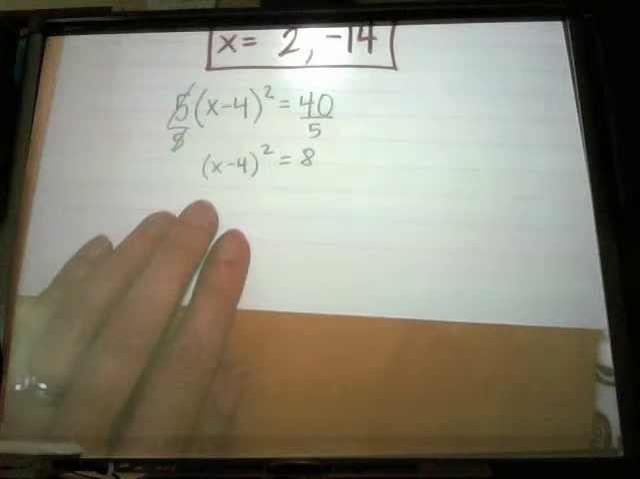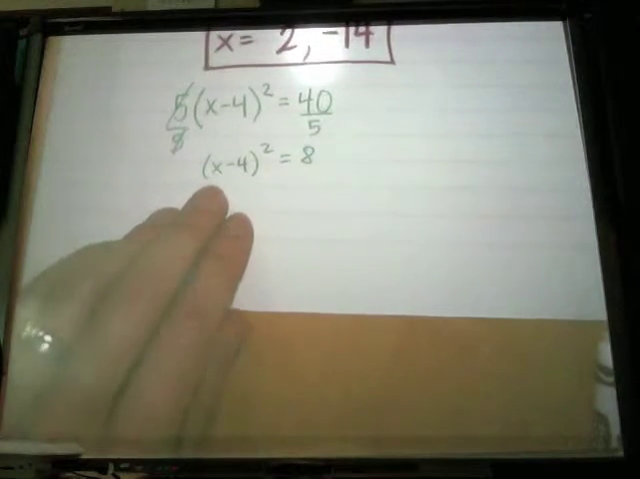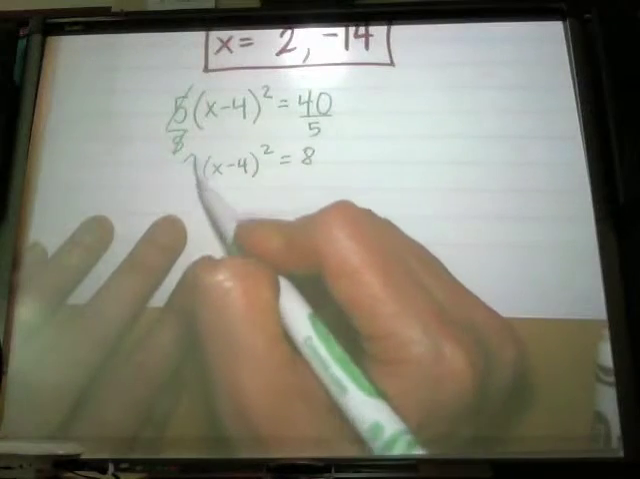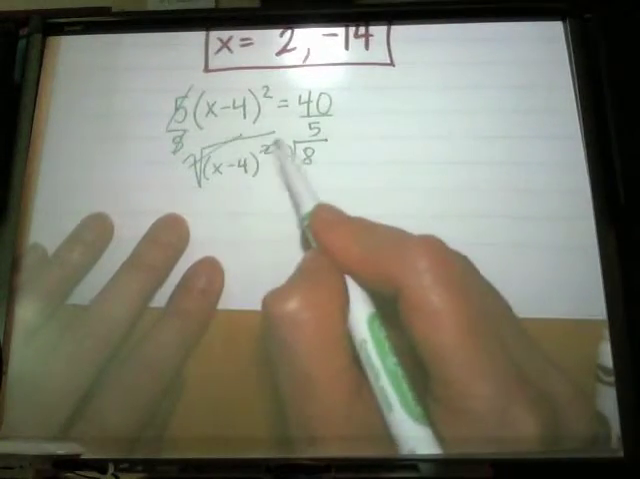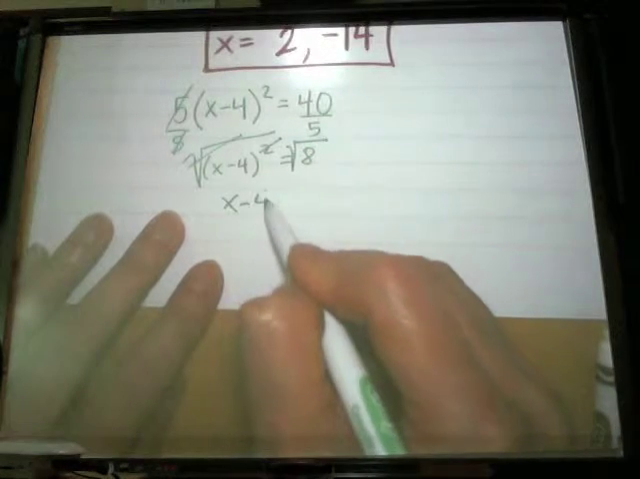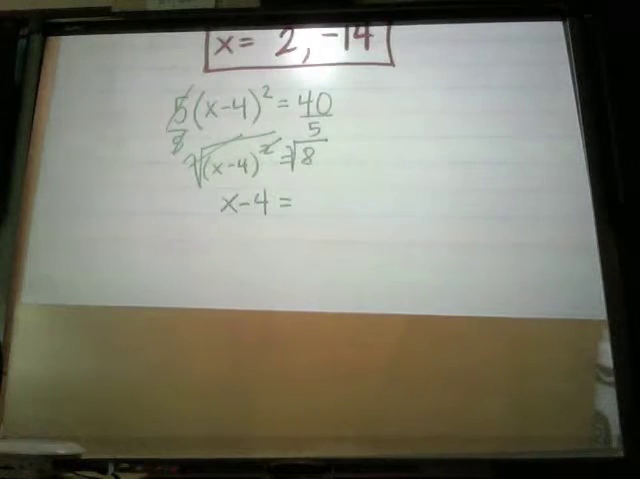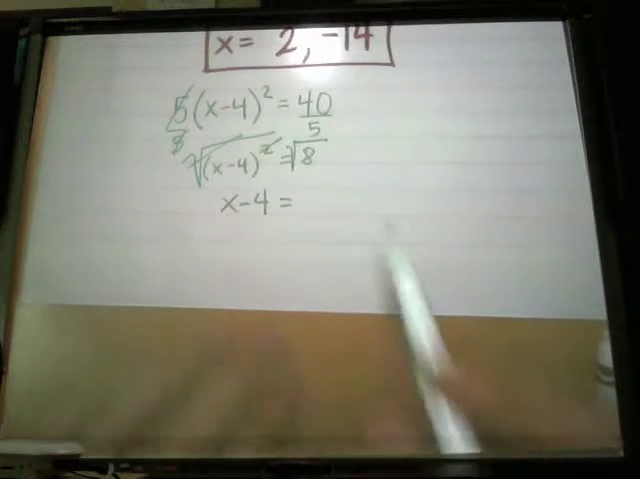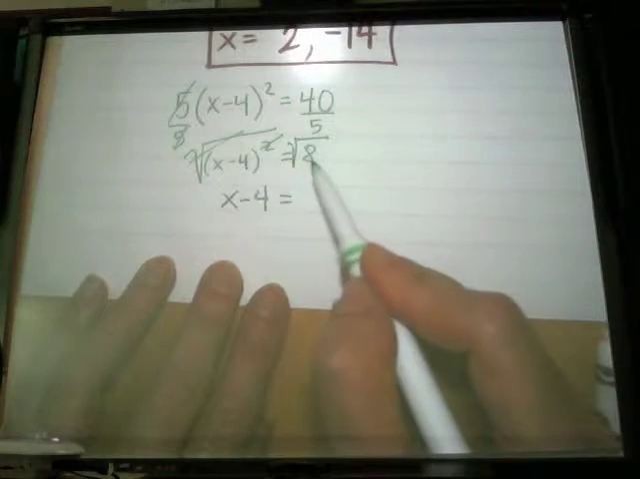Now I have something where the only thing happening on the left side is being raised to the power of 2. Now I can go ahead and take the square root of both sides. On the left side, again, they cancel out, leaving x minus 4. Now on the right side, 8 is not a perfect square. We need to do what we did before with it. Before I do anything with the left side, the x minus 4, I need to simplify my 8.